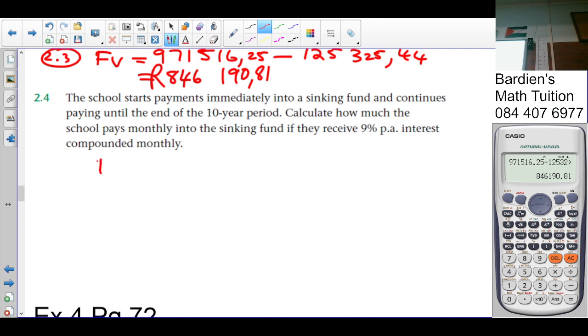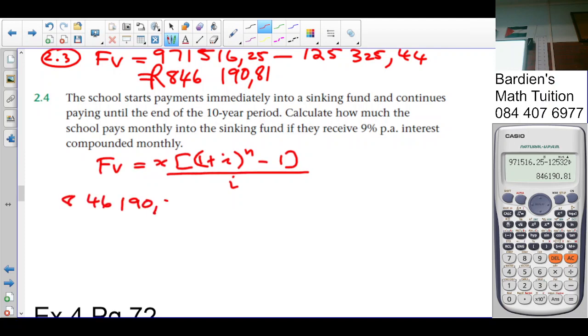The formula is FV, future value, is equal to X into 1 plus i to the n minus 1 over i. X is what you're calculating. The future value is 846,190 rand and 81 cents. X is what we're calculating, into 1 plus i, your interest rate, which is 0.09 over 12, compounded monthly, the exponent 12 times 4.